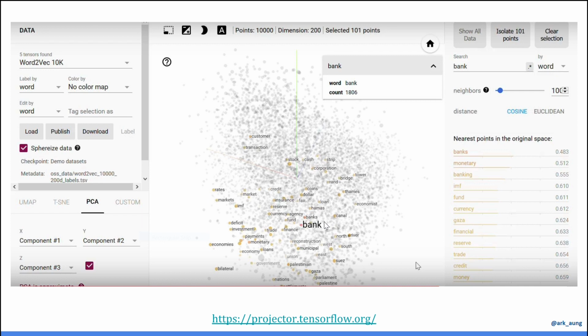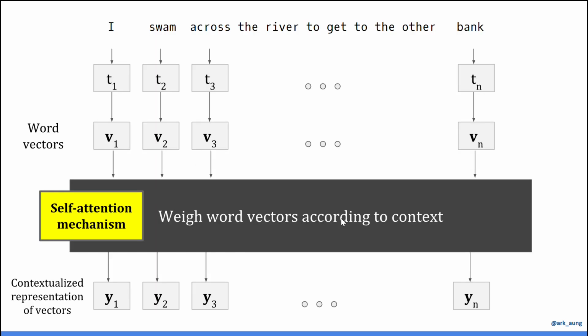How do we push this vector closer to the other vectors which are indicative of water bodies, such as rivers and canals? If this word bank is used in this sentence, "I swam across a river to the other bank." So to give you a full overview of the self-attention mechanism, the input that it takes are these word vectors, and it weighs word vectors according to the context of that word, and then it provides contextualized representation of vectors.